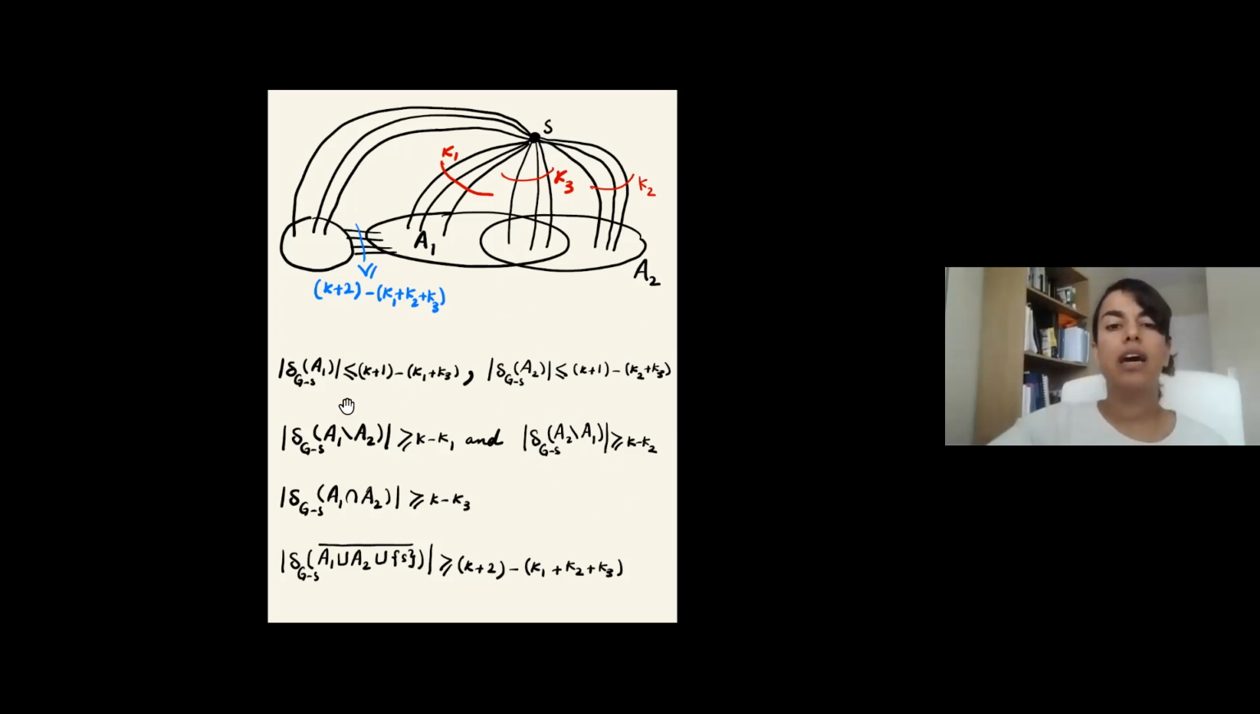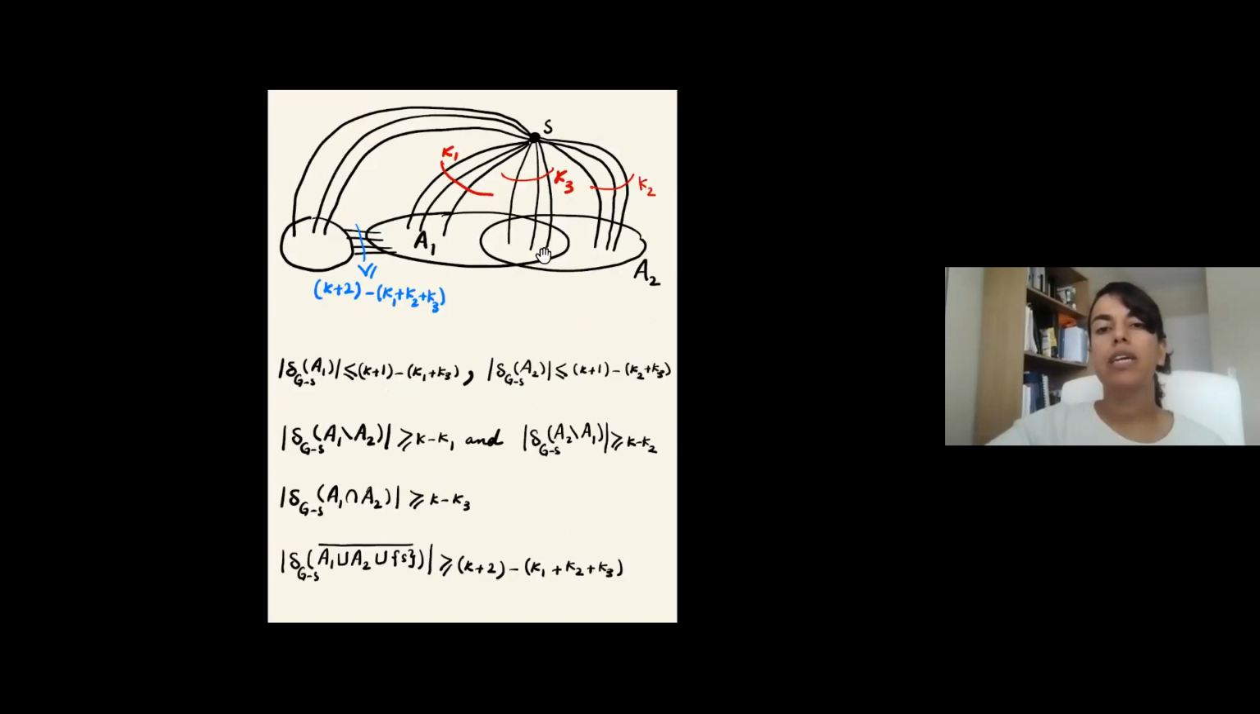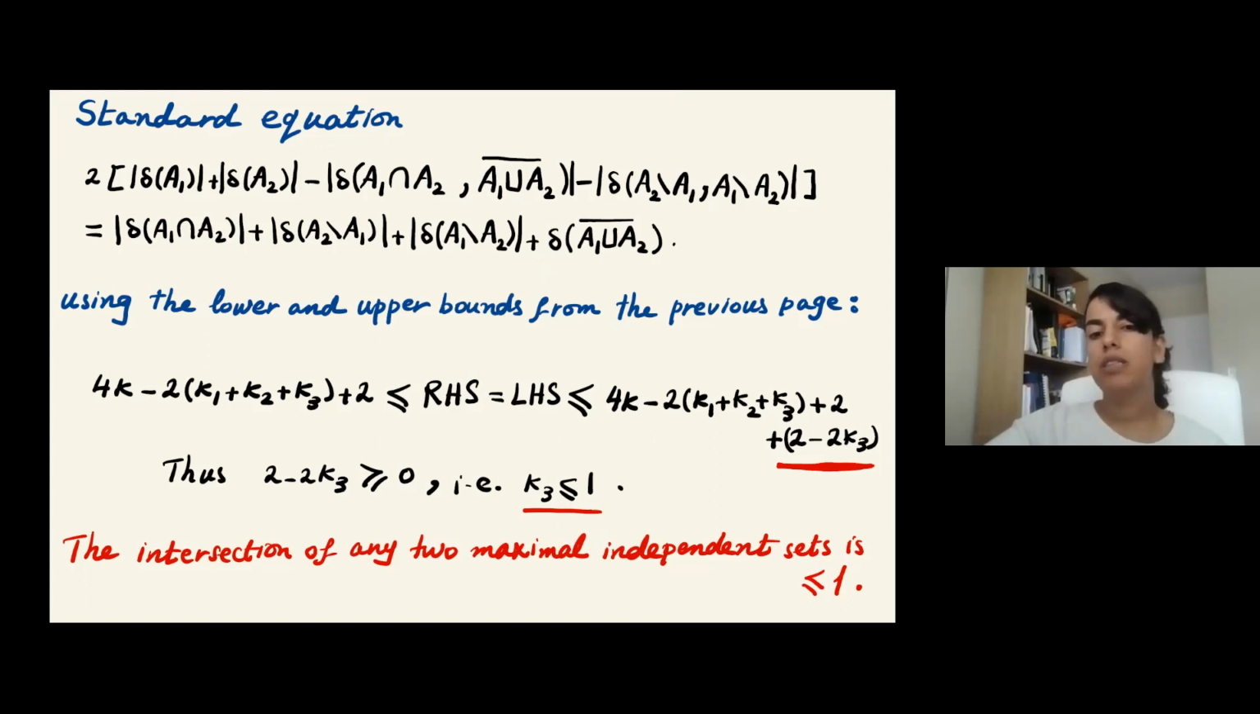So now, the upper bounds and lower bounds here, I'll do as they did in the proof, use it in this equation. This is a standard equation. This notation, something comma something, means the edges going from this side to that side. This equation is very easy to prove, and it's not graph theory, just sets, counting things between sets. Substituting things into this equation gives this upper bound, this lower bound, and so this has to be non-negative, and this means that K3, the number of edges going into the intersection, has to be at most 1. So this proves that the intersection of any two maximal independent sets has to be at most 1.